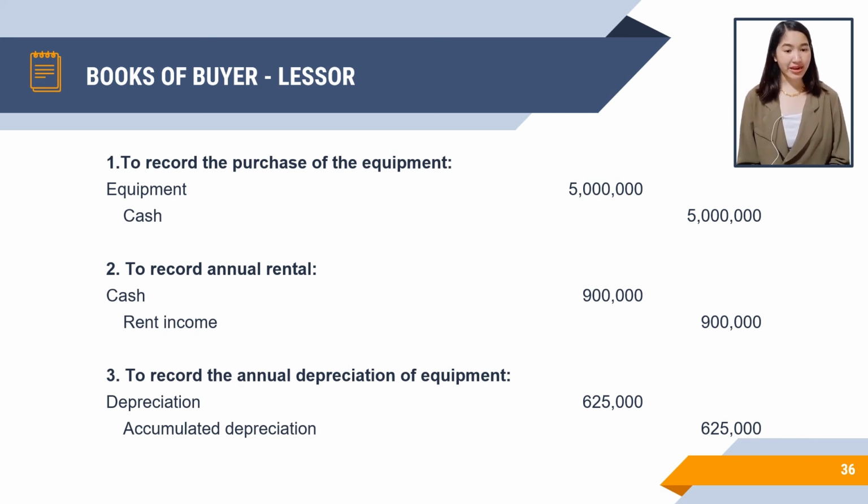Then, the next transaction will be the annual rental, debit cash and credit rent income, 900,000, which is equal doon sa annual rental payable. Then, the third transaction would be the annual depreciation of equipment, debit depreciation and credit accumulated depreciation for 625,000 pesos. So, para naman makuha to, ang ginawa natin is, kinuha natin yung sale price ng equipment, then in-divide siya sa remaining useful life niya.